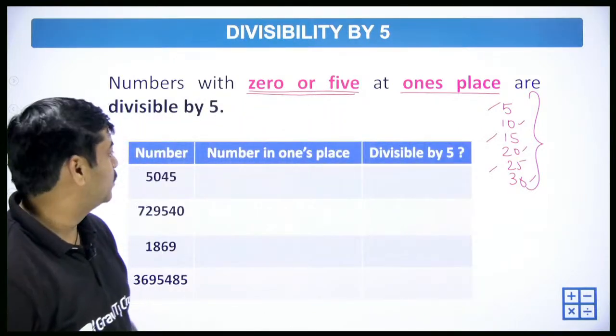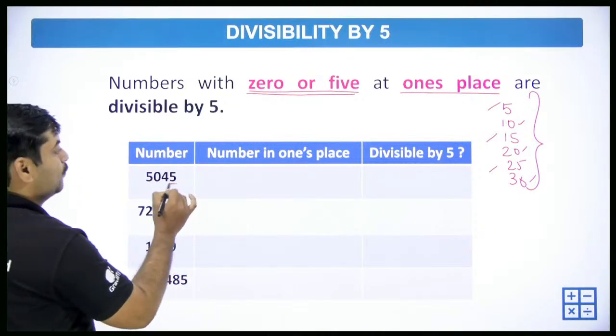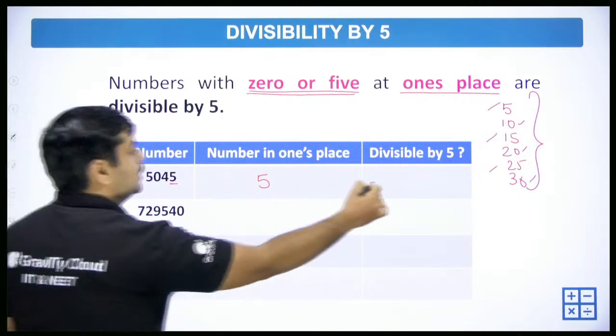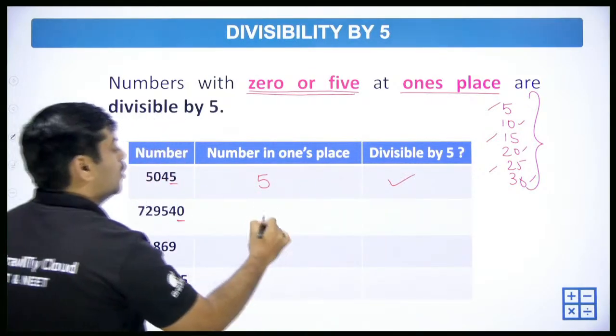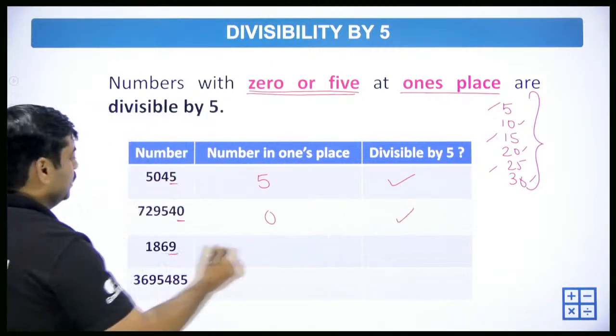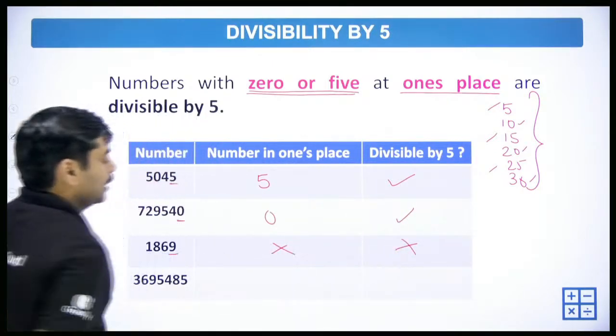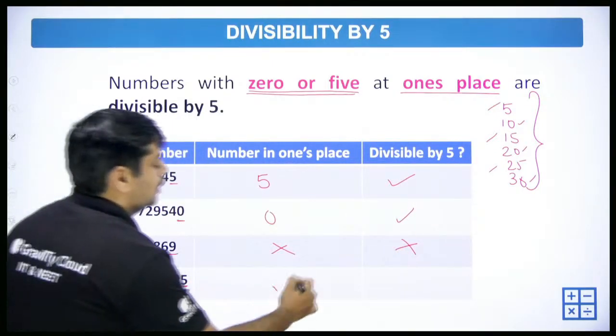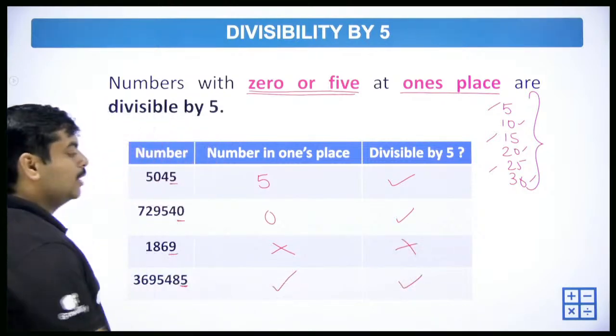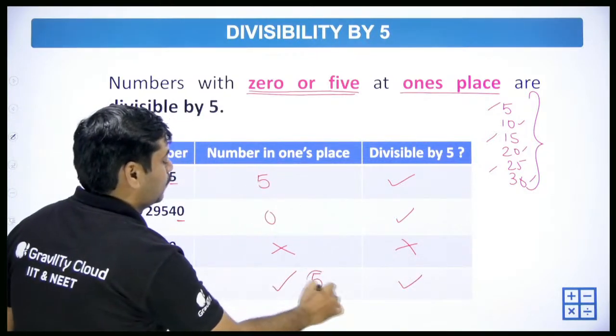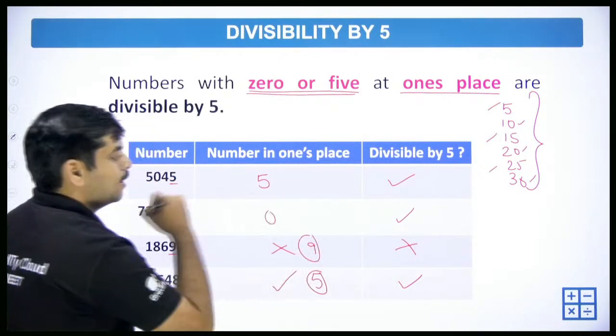Okay. So let's try to take the number in the one's place. 0, yes, that's correct. 9, no, it cannot be. 5 again, yes, it is divisible by 5. Here the number in the one's place is 5. Here it is 9. Right?